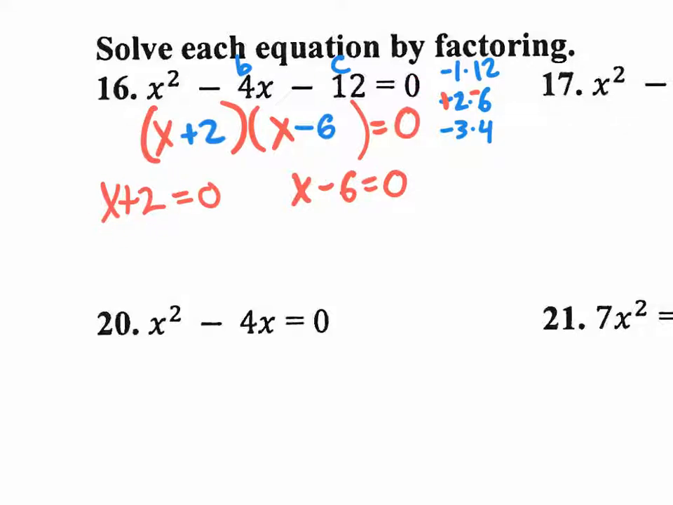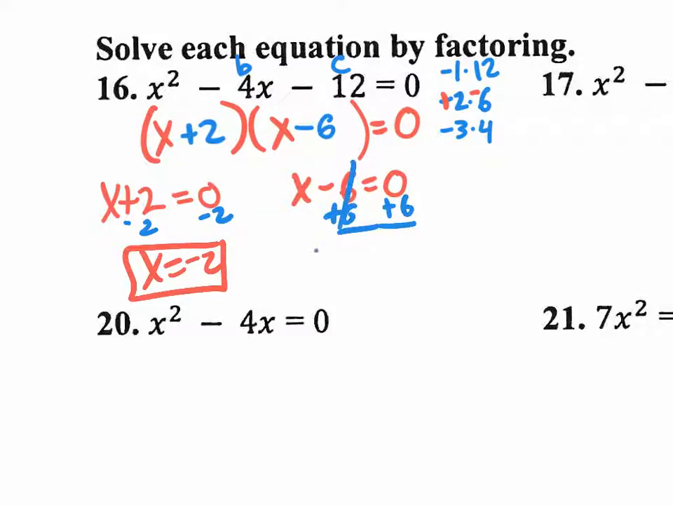And we could solve both of them. Subtract 2 on both sides. On the first one, you'll have x equals negative 2. And you also add 6 on both sides for the other one, and you will get x equals positive 6. Those are your two answers to number 16, right? Is there any other way to get these answers?